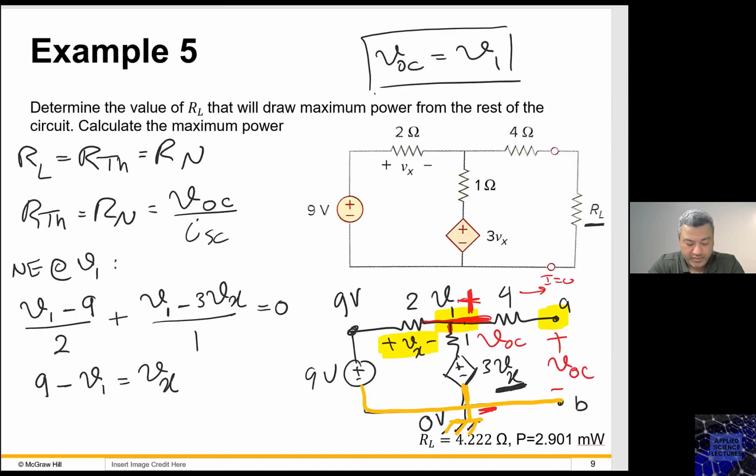One more. Here. Yes. How did you get 9 minus V1 equals Vx? That's correct, because I got V1 minus 2Vx equals 3. Where did you get this one from? Well, you break this up, so V1 over 2 minus 9 over 2 plus V1, so that's 3 over 2 V1 minus 3Vx. Hold on a second, Matthias.